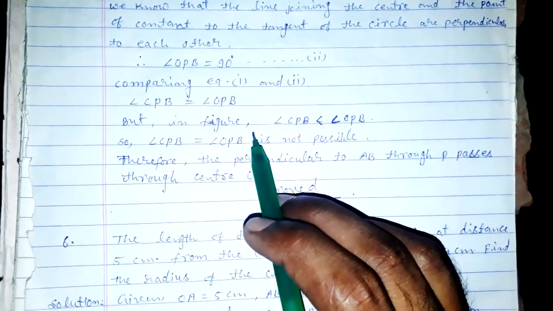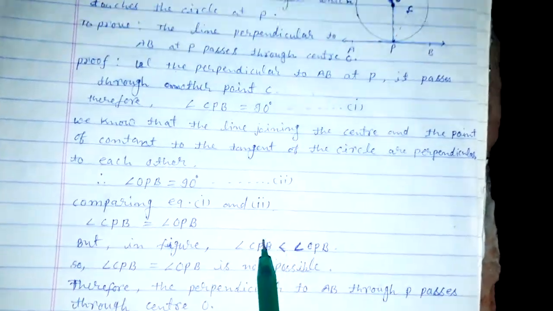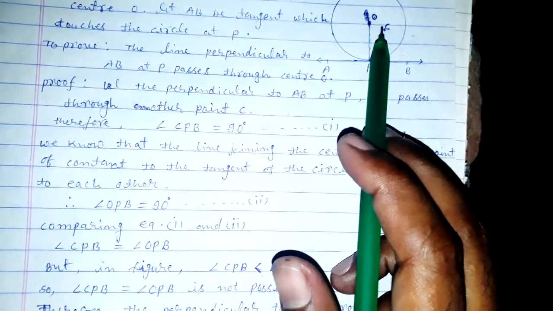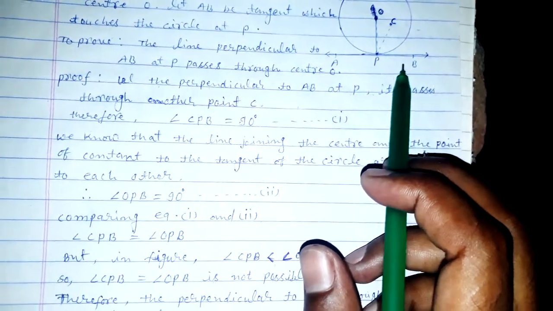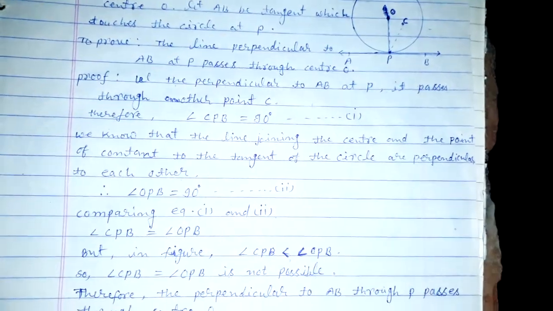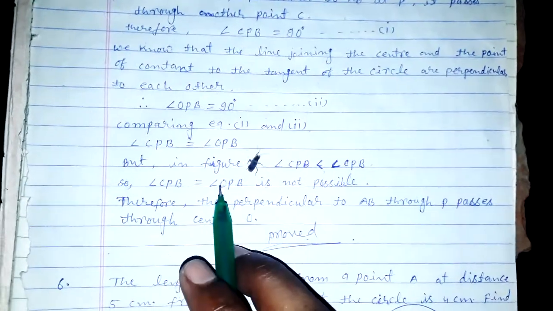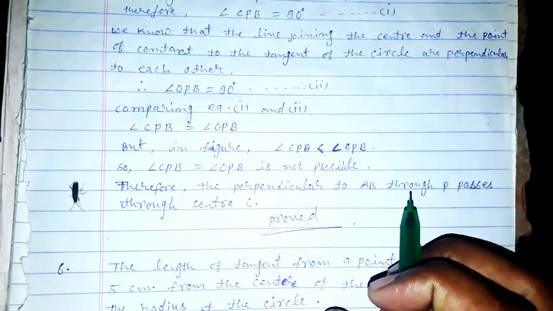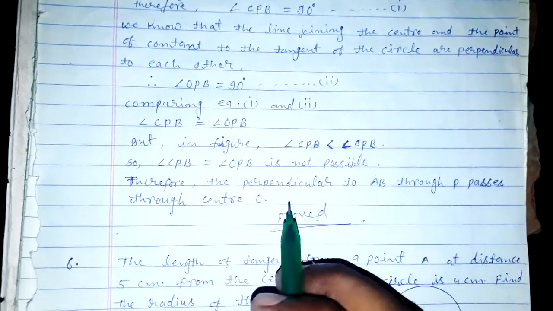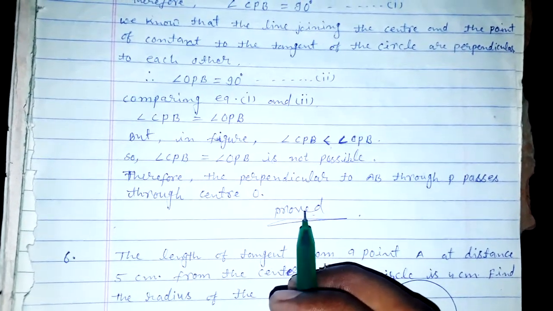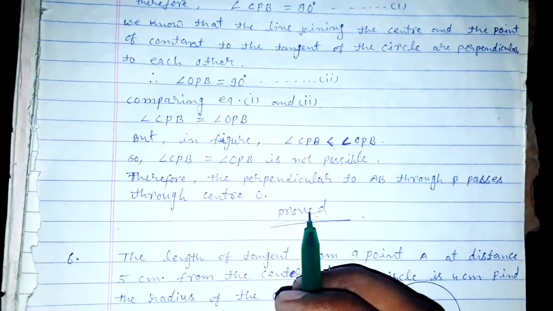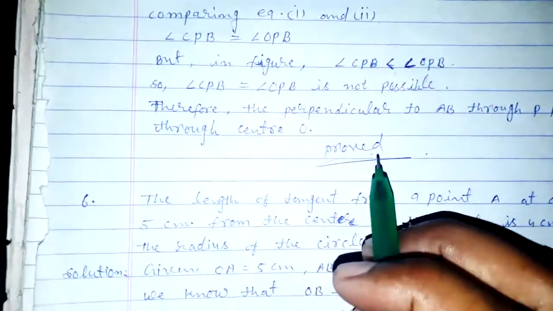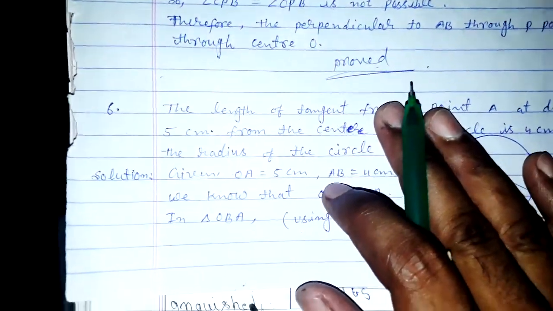But in the figure, the condition is that angle OPB is greater than angle CPB. So here OPB is greater. So this condition is not possible. Therefore the perpendicular to AB through P passes through center O. This is proved.